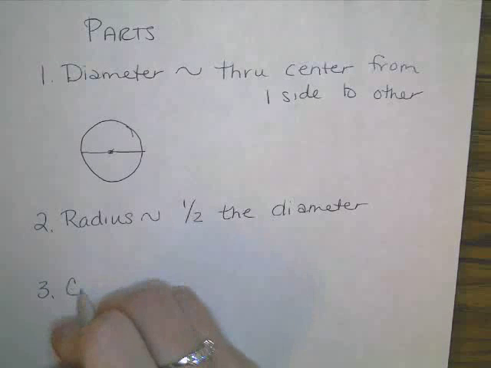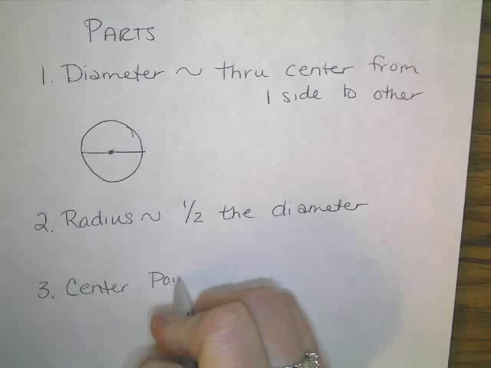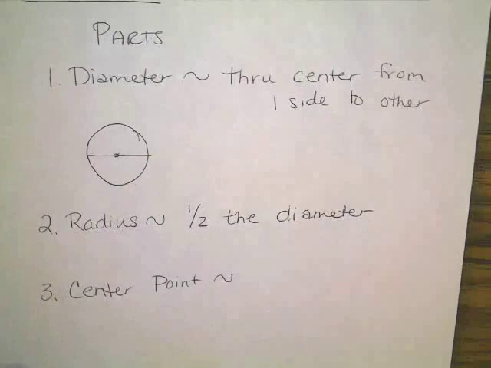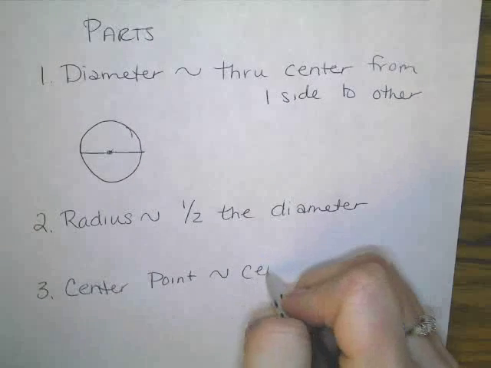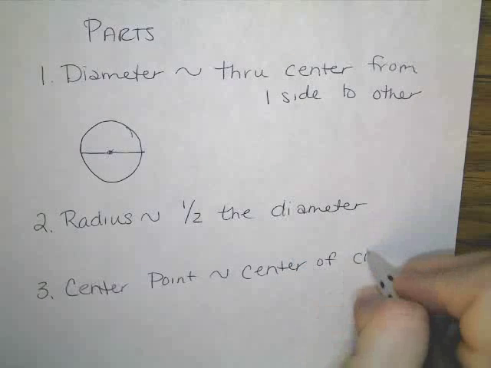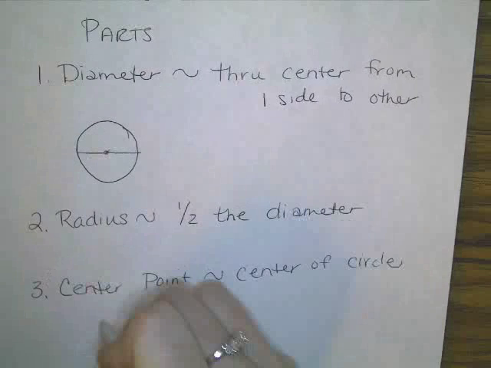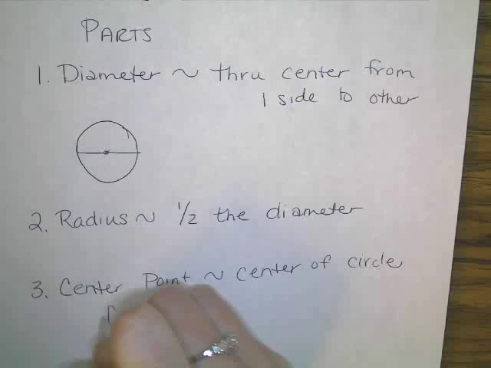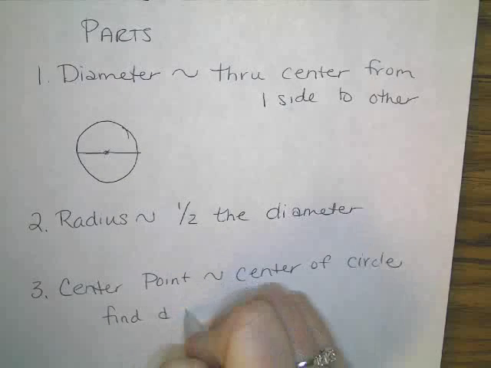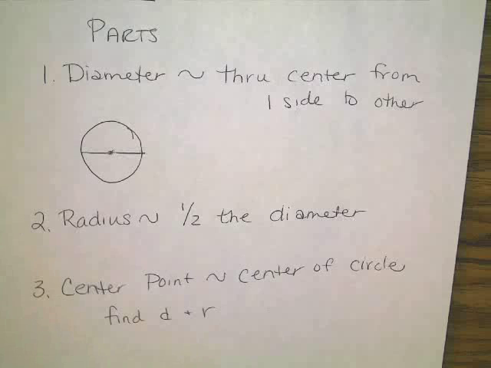So then, center point. What is that? The center of our circle. And when do we use a center point? Why do we need to know the center point? To find the radius, diameter. We need it so we can find diameter and radius. What else do we use it for?